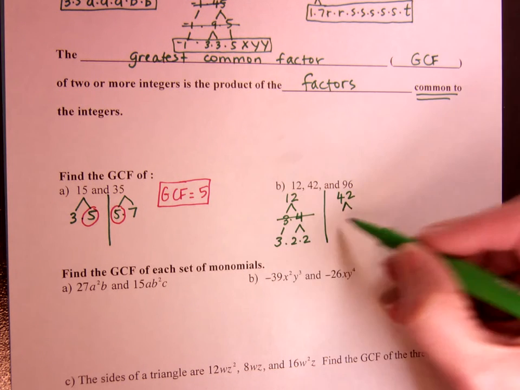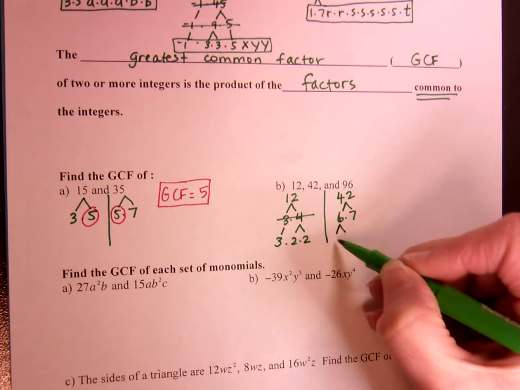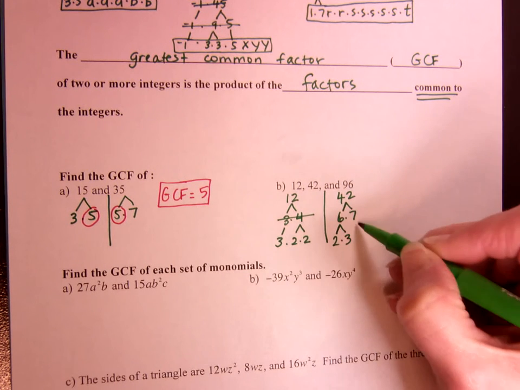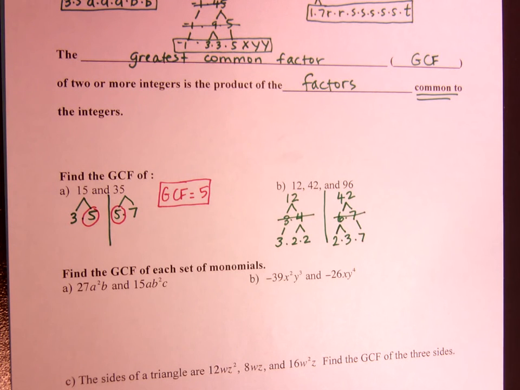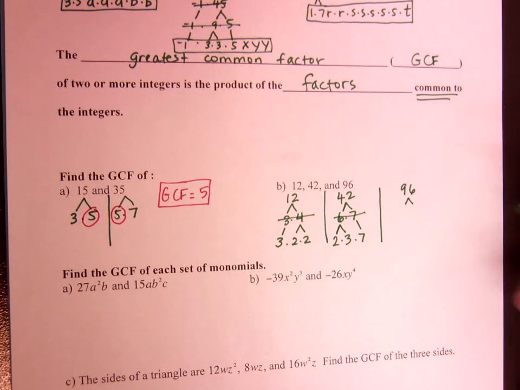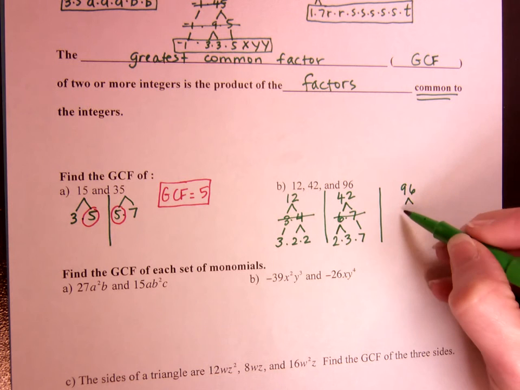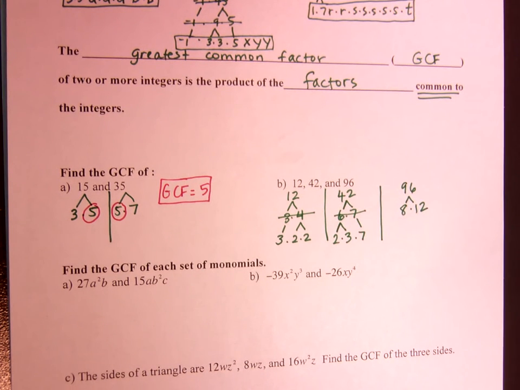6 times 7. The 7 is prime, but the 6 is not. The 6 can be broken into 2 and 3, and we'll just drop down the 7. Now is it prime? See. So now we're going to do 96. 8 times 12 is 96. Yes. You could have used 6 times 16. You could have used 2 times 48. Either one, but you still have to keep going because both of those are composite.